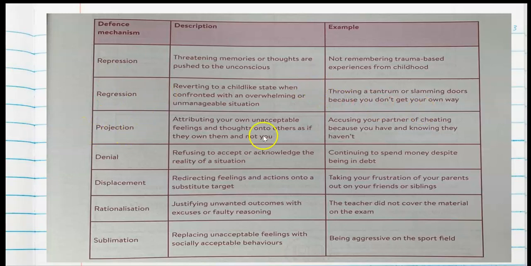Then we have projection, which is attributing our own unacceptable feelings and thoughts onto others as if they own them and not you. This is very common. In other words, we are projecting, hence the term, our own unacceptable feelings or thoughts or desires onto somebody else. A very classic example of this is when someone accuses their partner of cheating because they have, and they know that their spouse hasn't. A person may have been unfaithful to their husband or wife, and instead of admitting that and allowing those upsetting conscious thoughts into their mind that they are a cheater, they will accuse their spouse of cheating instead.